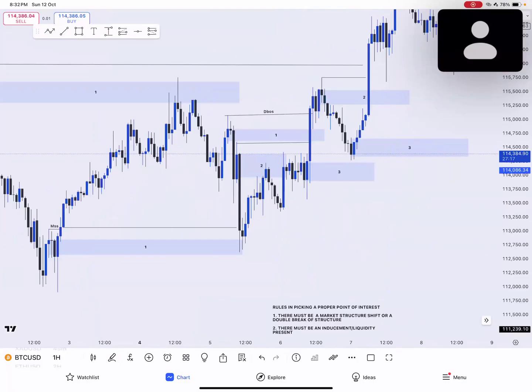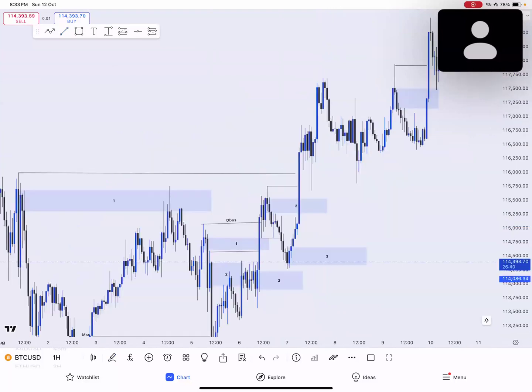In this one, what we got is what? A double break of structure. After that, the next thing we should look for is our inducement. And the inducement is the first valid pullback after a market structure shift or a double break of structure. In this scenario, after price gave us a double break of structure, the pullback before price continued moving to the upside is our inducement. So that's our inducement right here.